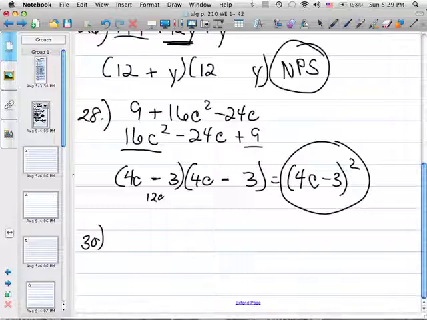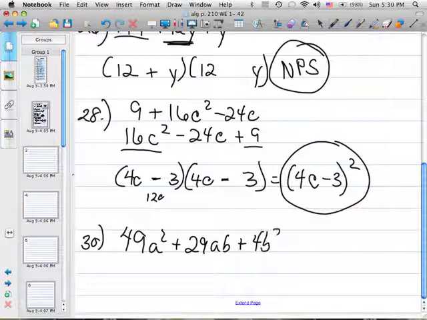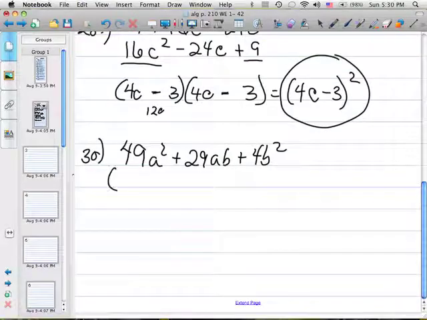Problem 30, I have 49a squared plus 29ab plus 4b squared. And this is in order. It goes a squared, a to the first, and then a to the 0. There's no a. So this is ready to check out. 49 is a perfect square. A squared is, so that's 7a.